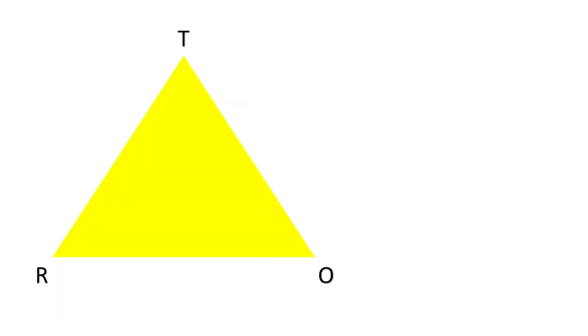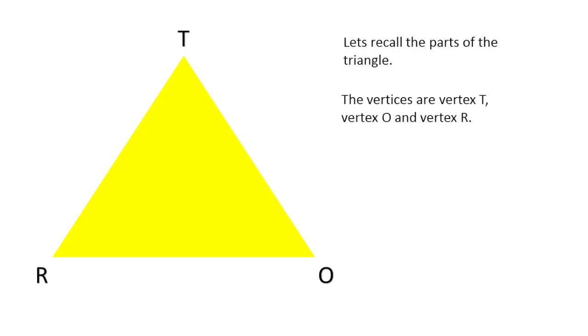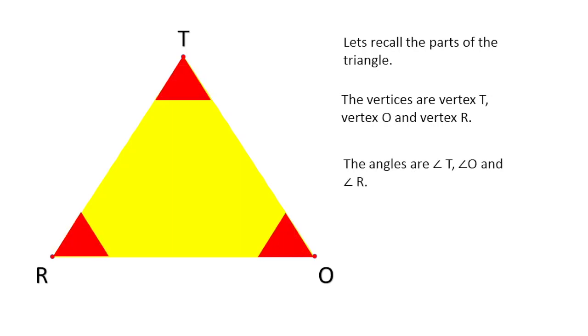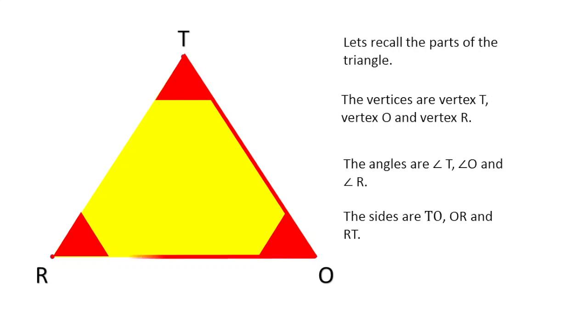So let's recall the parts of the triangle. The vertices of this triangle: we have vertex X, vertex T, vertex O, and vertex R. For the angles, we have angle T, angle O, and angle R. For the sides, we have line TO, line OR, and line RT. So those are the parts of the triangle.